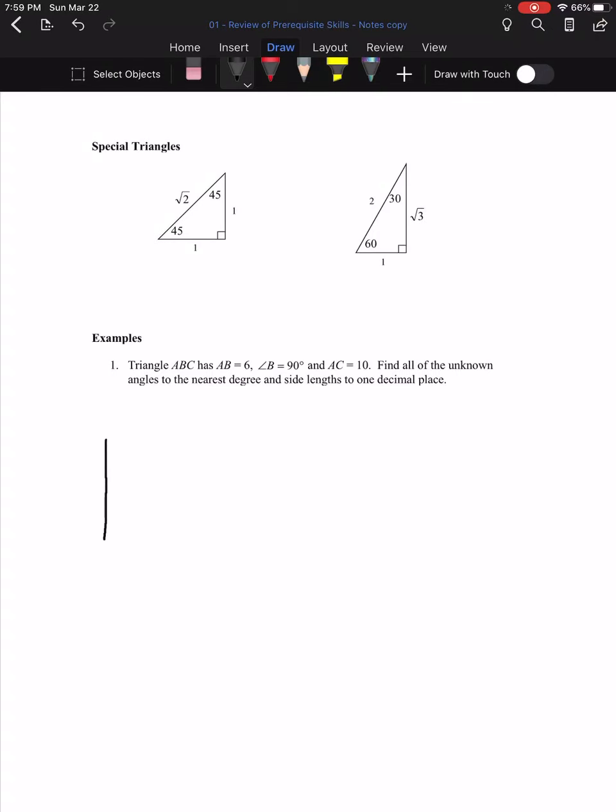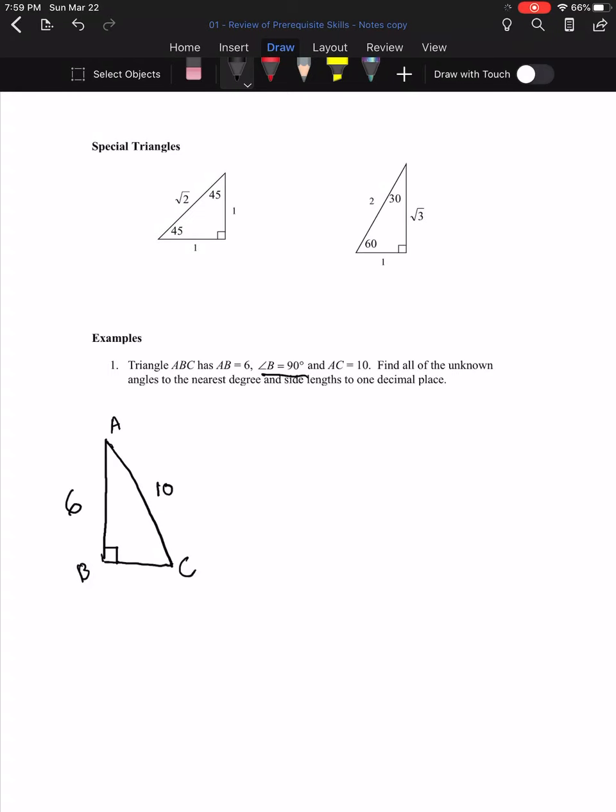So what I'm going to do is just draw a right angle triangle in here. Put the little right angle symbol in. Since it's a right angle triangle, Pythagorean Theorem is in. SOH CAH TOA is in. So those are the things I'm thinking about. They said B was 90, so I'll put a B there. It doesn't really matter where I put the A and C now. AB is 6. Angle B is 90. Yeah, I got that. AC is 10, and they want all the sides and angles.